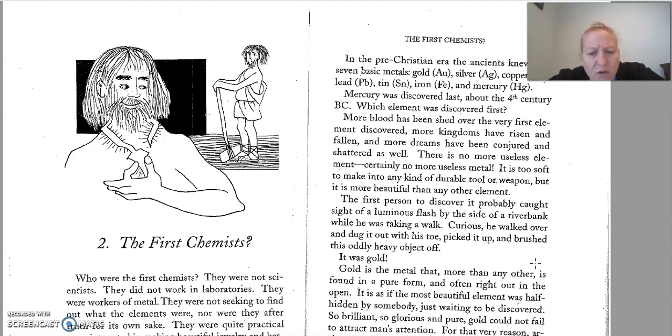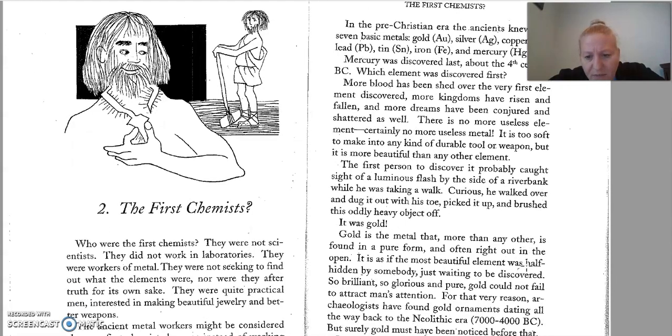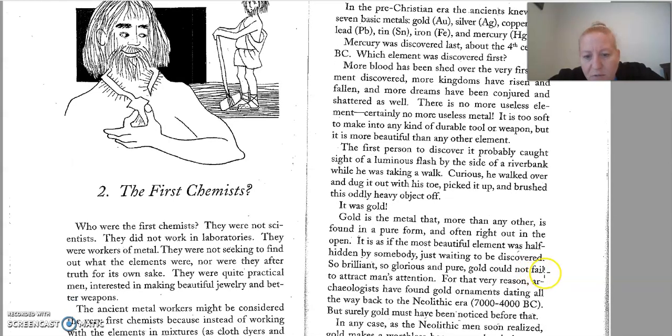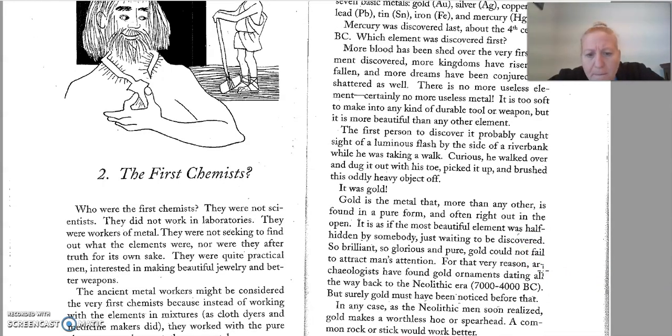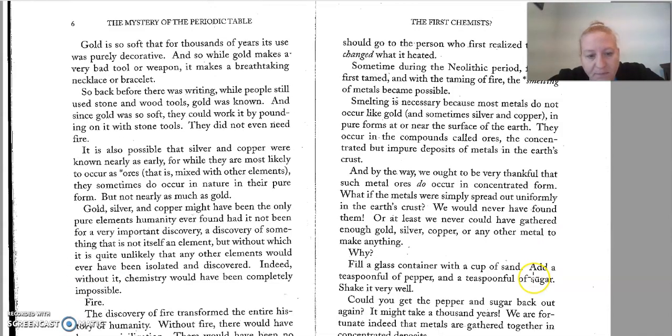So brilliant, so glorious and pure, gold could not fail to attract man's attention. For that very reason, archaeologists have found gold ornaments dating all the way back to the Neolithic era from 7000 to 4000 BC. But surely gold must have been noticed before that. In any case, the Neolithic men soon realized gold makes a worthless hoe or spearhead. A common rock or stick would work better.